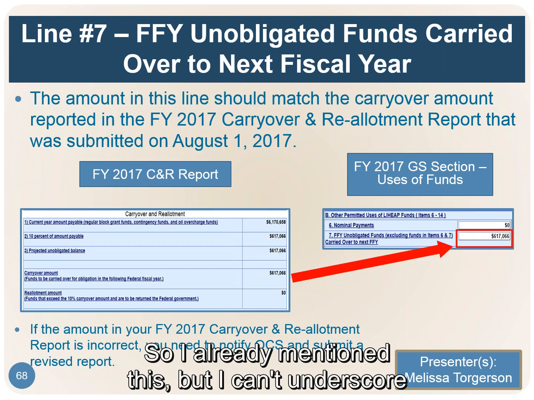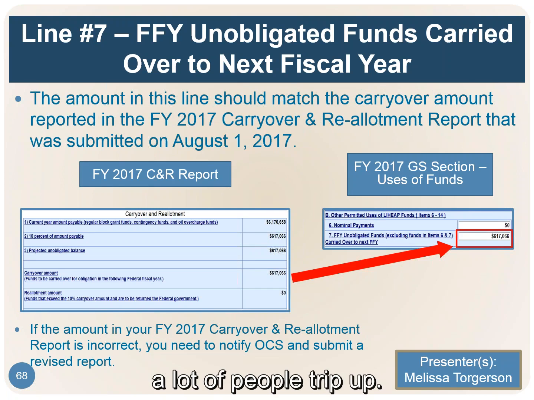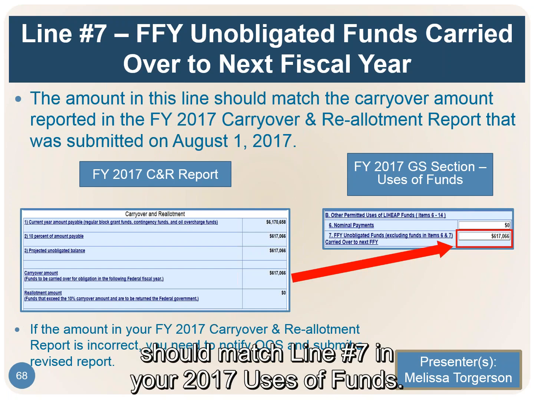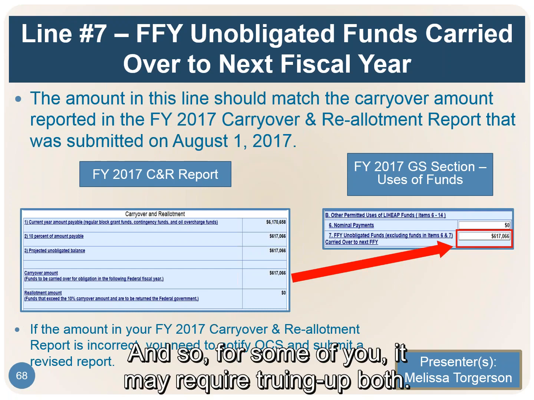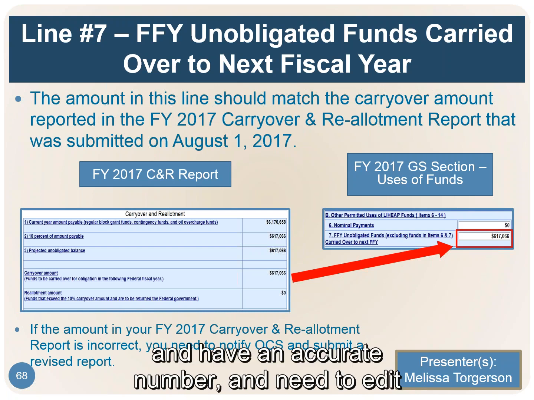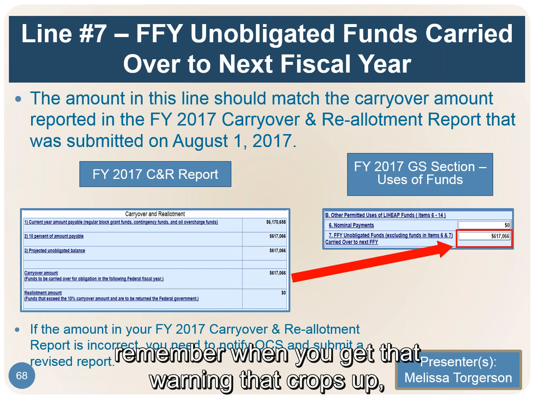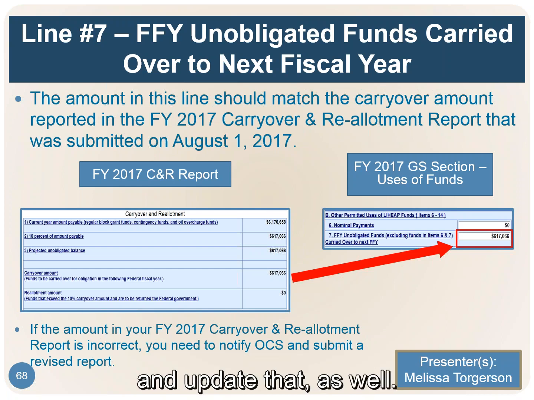So I already mentioned this, but I can't underscore the importance enough that this is where we see a lot of people trip up. The line in your 2017 carryover and reallotment report should match line 7 in your 2017 uses of funds. And so for some of you, it may require truing up both. You may go into your grantee survey and have an accurate number and need to edit the pre-populated figure. And just remember, when you get that warning that crops up, to go back into your carryover and reallotment report and update that as well.